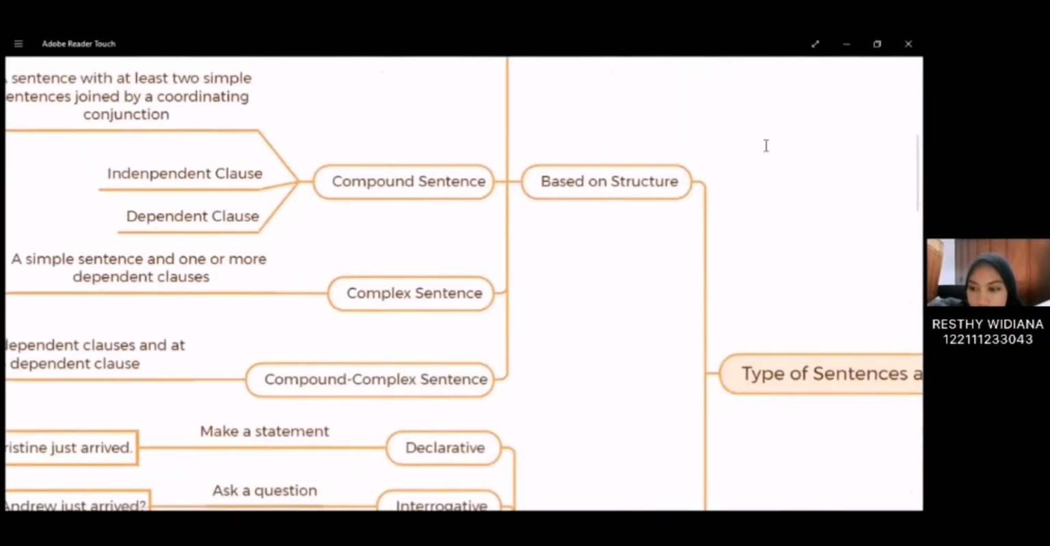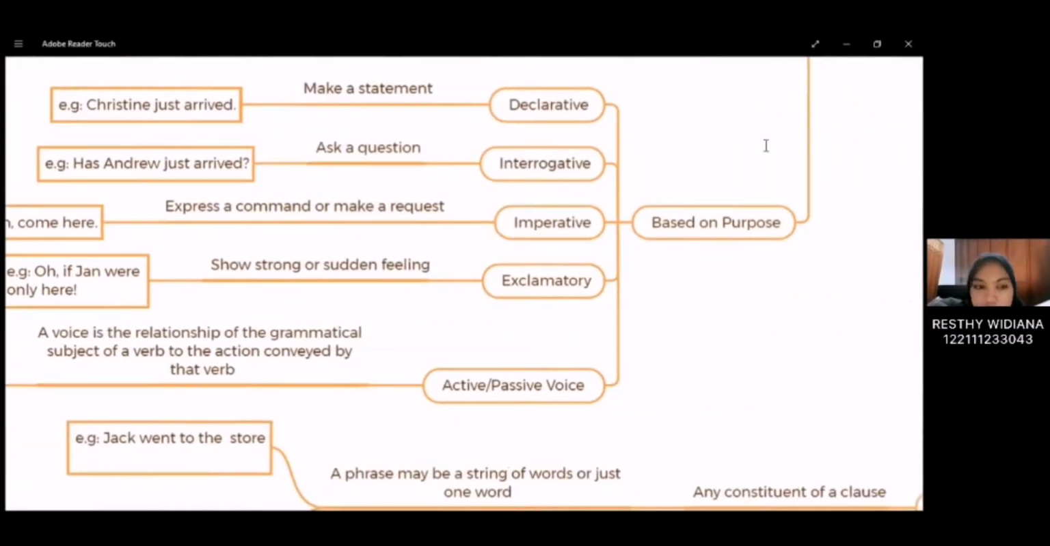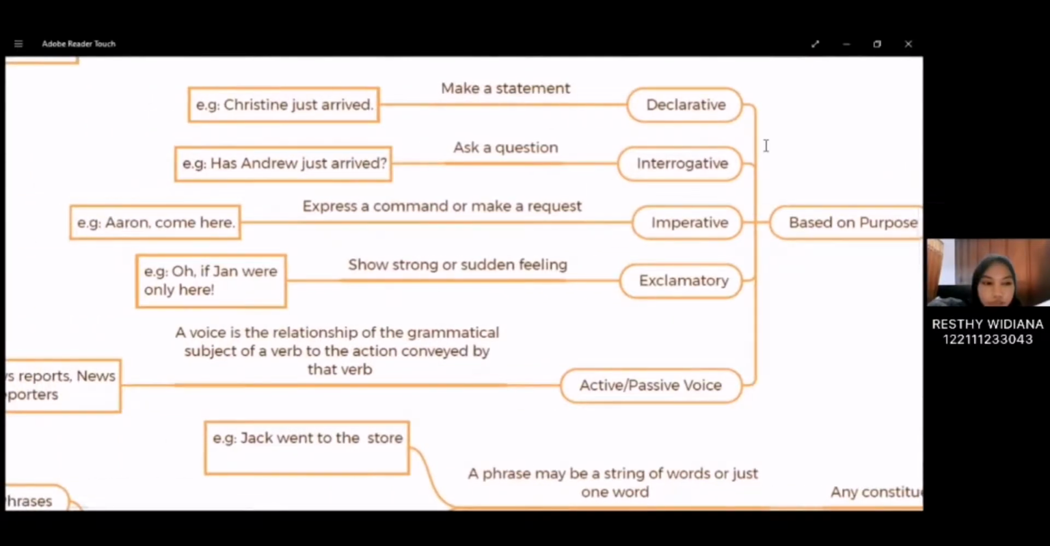Next, types of sentences based on purpose. First, declarative. Declarative are sentences that make a statement. Example, Christine just arrived. Next, interrogative. These sentences ask a question. Example, has Andre just arrived?